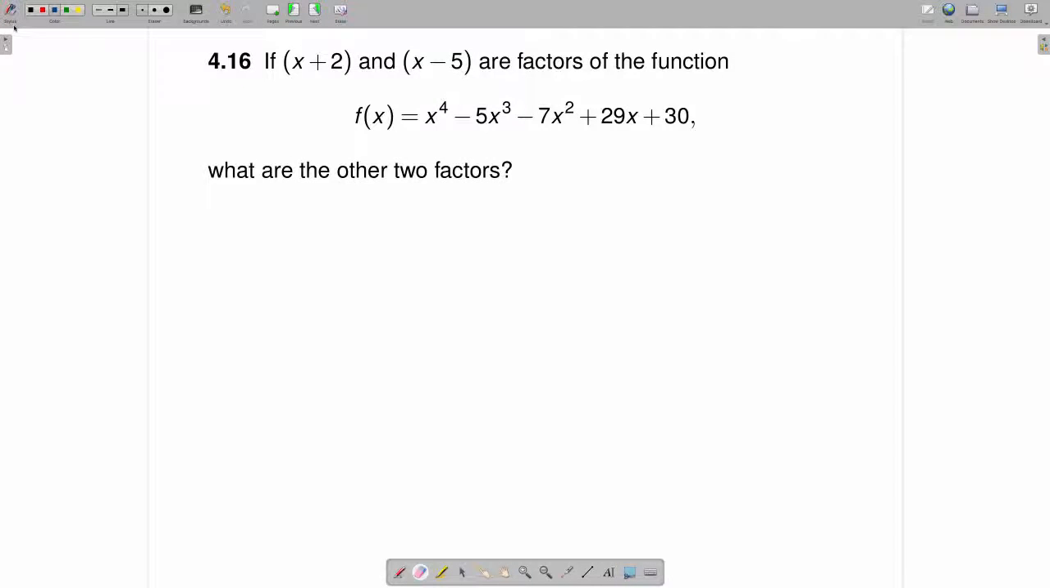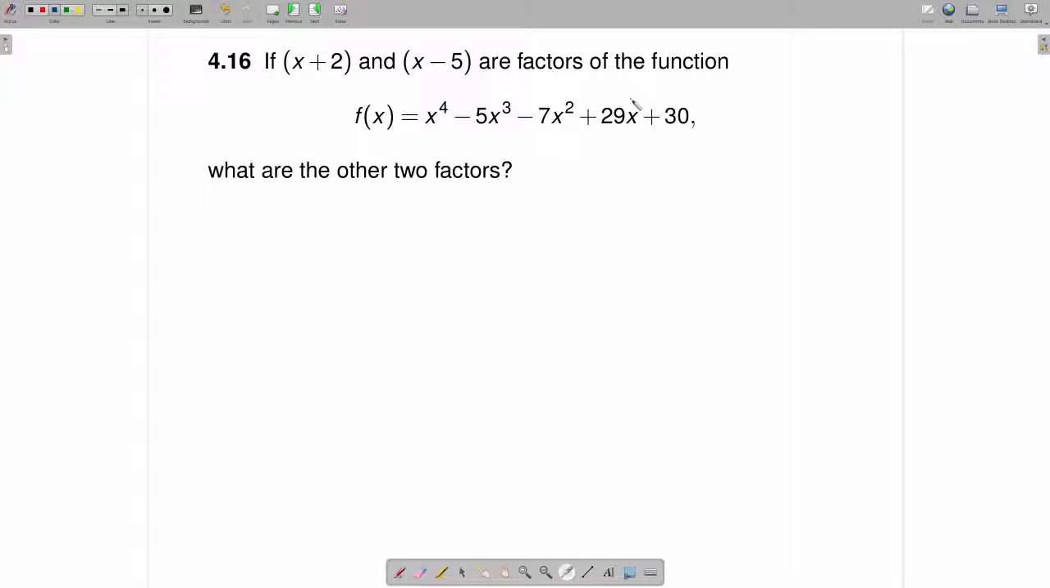If x plus 2 and x minus 5 are factors of the function f of x equals x to the fourth minus 5x cubed minus 7x squared plus 29x plus 30, what are the other two factors? Well, this particular function, f of x, happens to be a fourth-order polynomial because its highest degree here is 4. And we're being told that there are two factors that we know, namely x plus 2 and x minus 5. Those are factors of this polynomial.